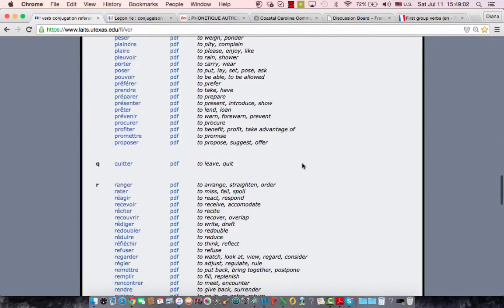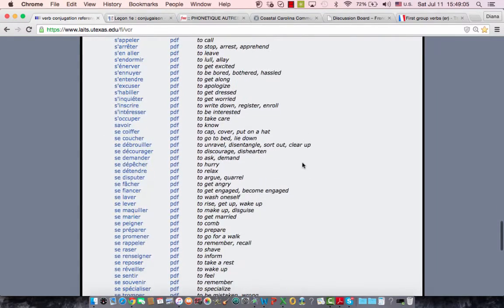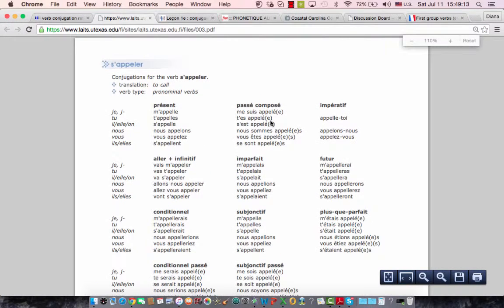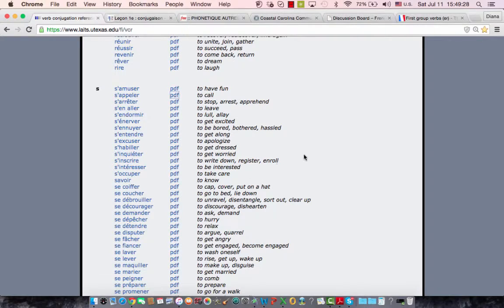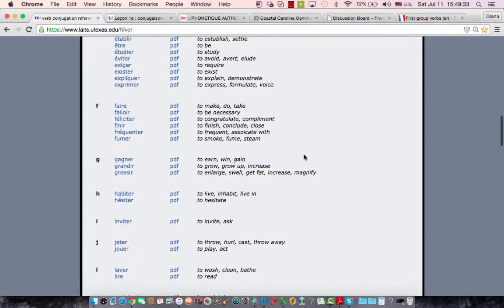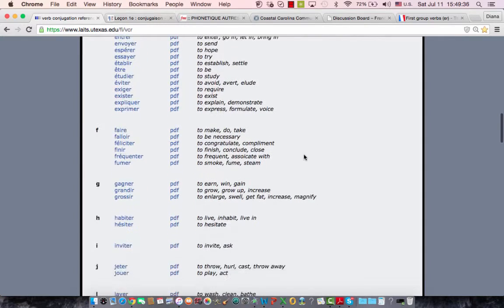I also want to review the verb s'appeler, to be called, to be named. This one is a pronominal verb, so it's going to be under S. S apostrophe appeler. There it is. Je m'appelle, tu t'appelles, il s'appelle, elle s'appelle, on s'appelle. Nous nous appelons, vous vous appelez, ils s'appellent, elles s'appellent. And let's try another one, the verb habiter, under H. Voilà, habiter.